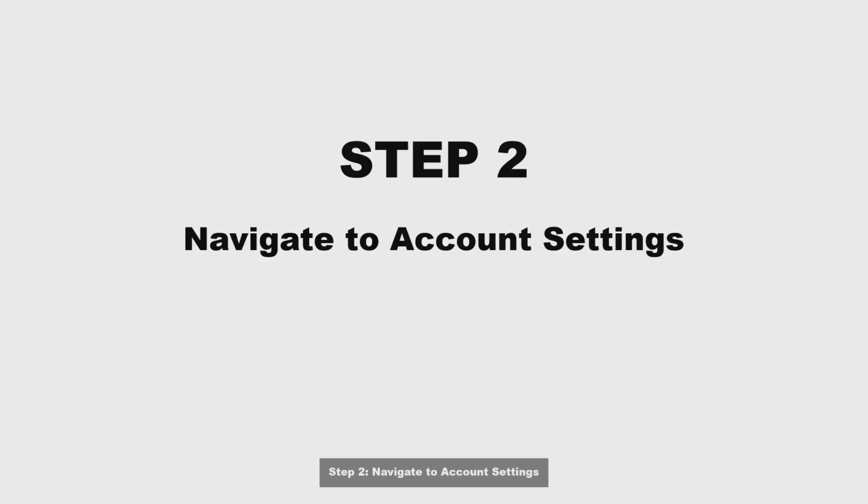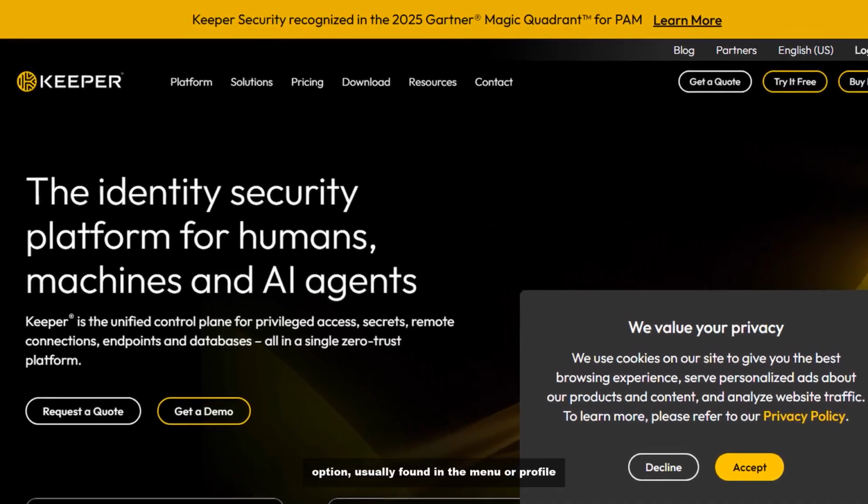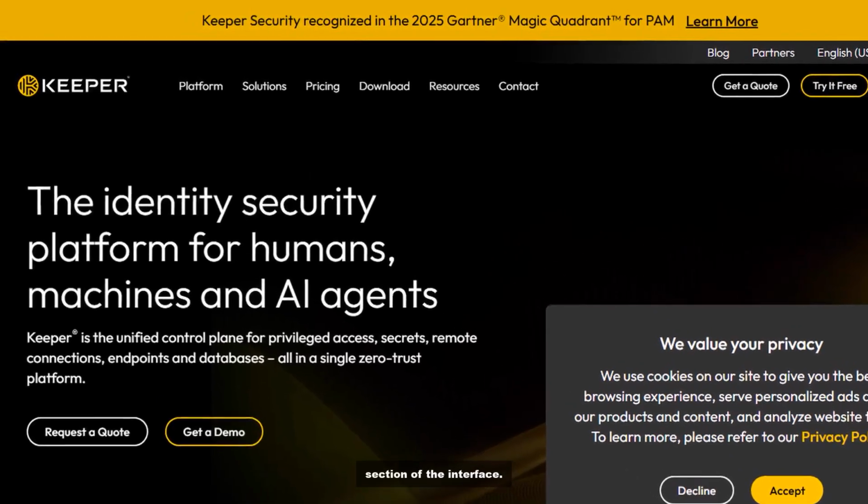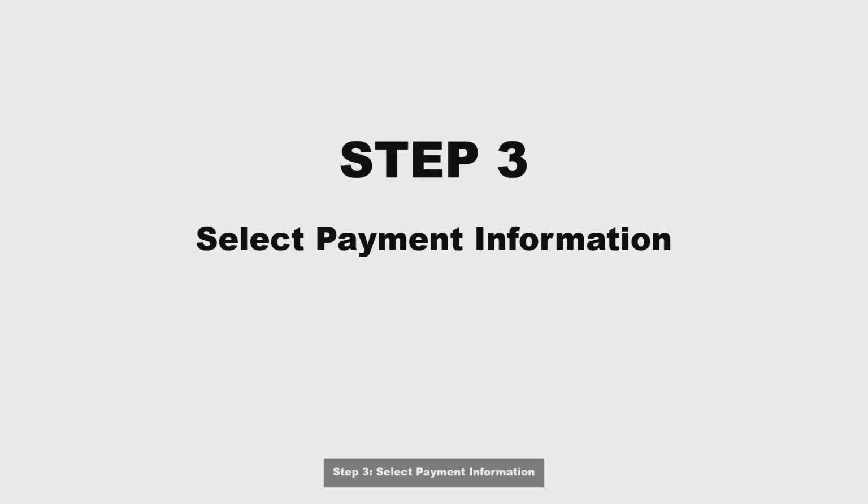Step 2. Navigate to Account Settings. Once logged in, locate the Account Settings option, usually found in the Menu or Profile section of the interface. Step 3. Select Payment Information.